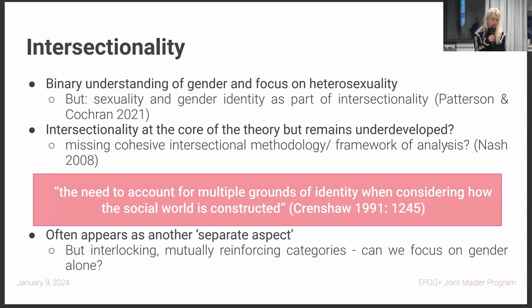So first, when we read the two article chapters, what came to mind was that there's a very binary understanding of gender and quite a focus on heterosexuality. It makes sense when you look at history, but maybe we would have liked more elaboration on sexuality and gender identity, as this is also a part of intersectional analysis. And when we read the two chapters, sometimes it appeared that intersectionality was missing.